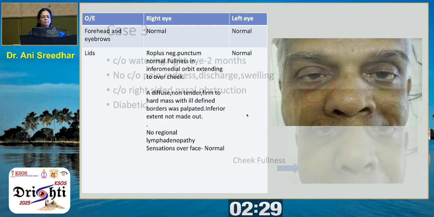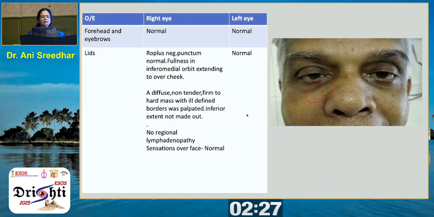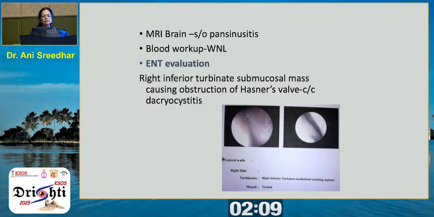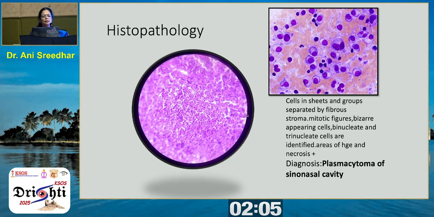The patient was diabetic, and there was again an ill-defined mass extending inside the posterior margin, which could not be felt. The CT scan showed a mass filling the maxillary sinus and extending to the orbit with extensive bone erosion. So it was diagnosed as a sinonasal malignancy, and the mass was also pressing on the Hasner's valve by endoscopy. Histopathology came as plasmacytoma of the sinonasal cavity, which is a localized form of multiple myeloma.